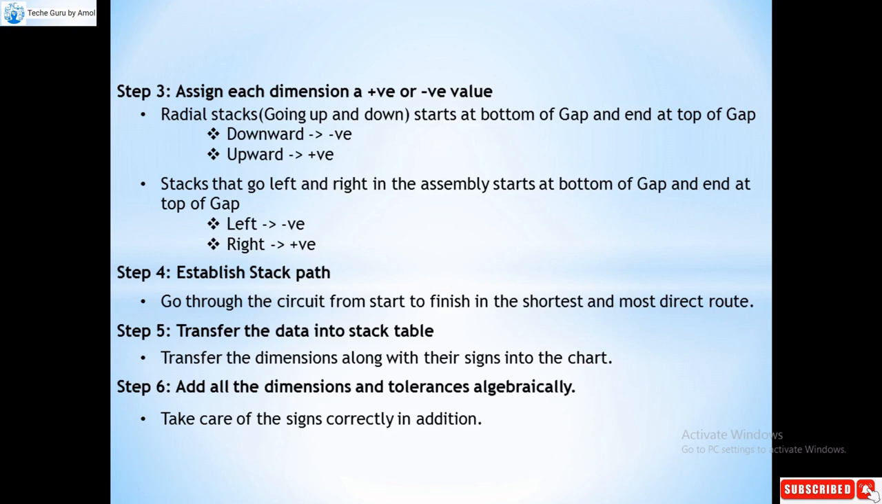Then the fourth step, establish the stack path. Go through the circuit from start to finish in the shortest and most direct route. Step 5, transfer the data into a stack table. Then stamp the dimensions along with their sign into the chart. Step 6, add all the dimensions and tolerances algebraically. Then take care of the sign correctly in the additions.